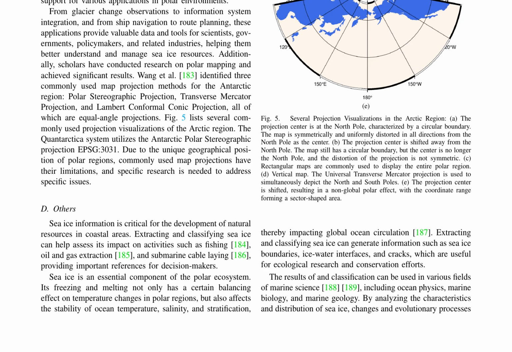Moreover, the paper highlights the critical role of sea ice information in the development of natural resources in coastal areas, such as fishing, oil and gas extraction, and submarine cable laying. It also emphasizes the importance of sea ice as an essential component of the polar ecosystem, affecting temperature changes, ocean stability, and global ocean circulation. The extraction and classification of sea ice can generate valuable insights for ecological research and conservation efforts, as well as various fields of marine science, including ocean physics, marine biology, and marine geology.